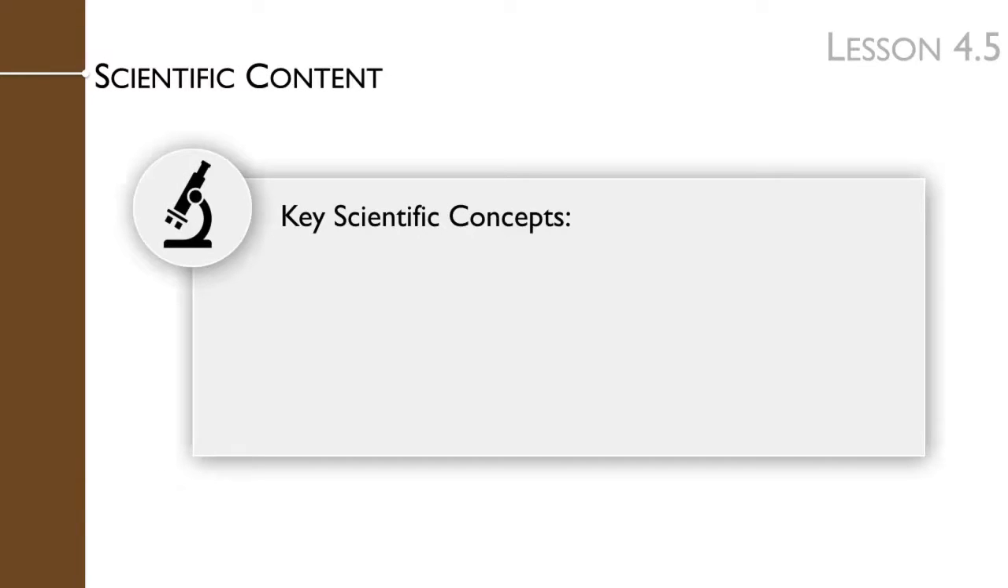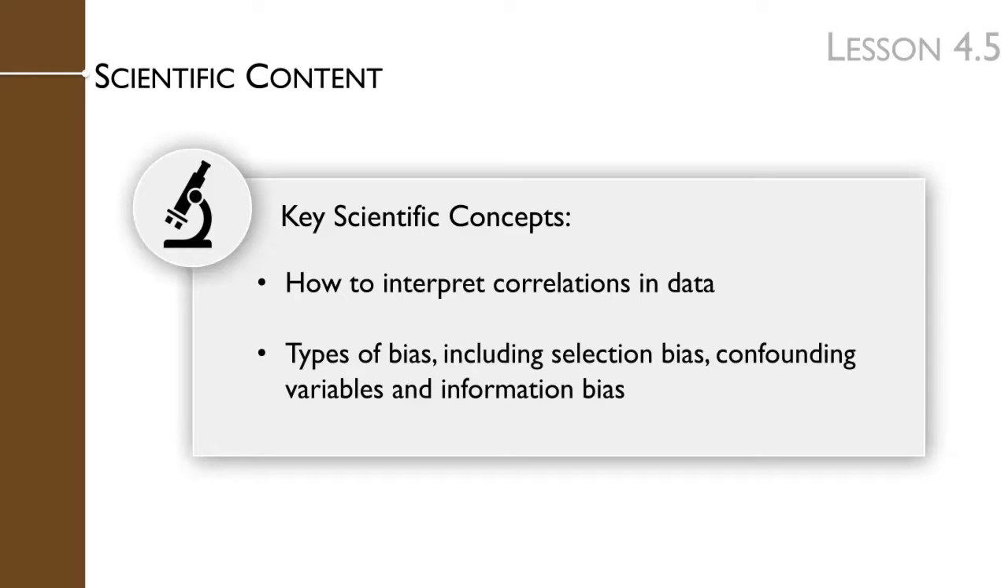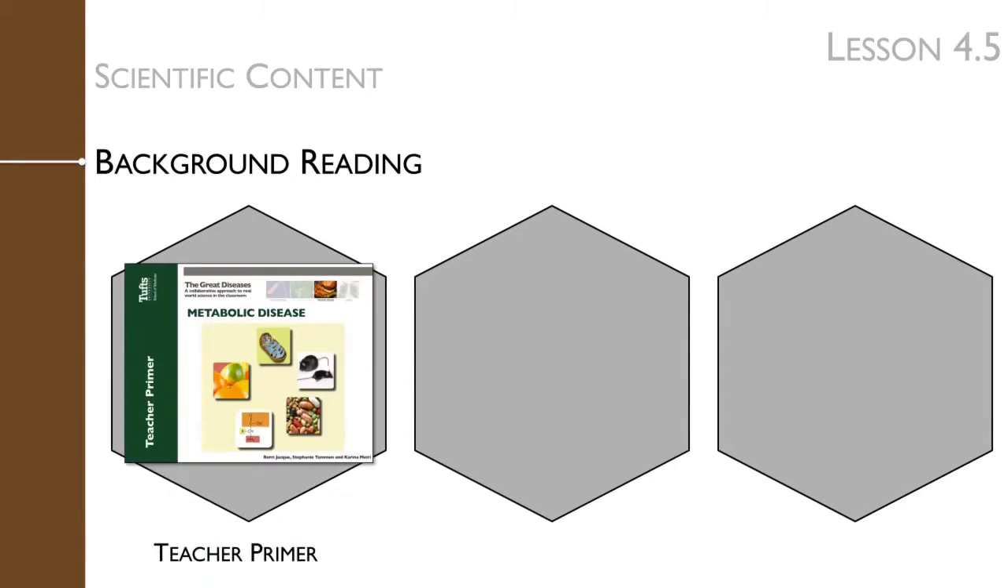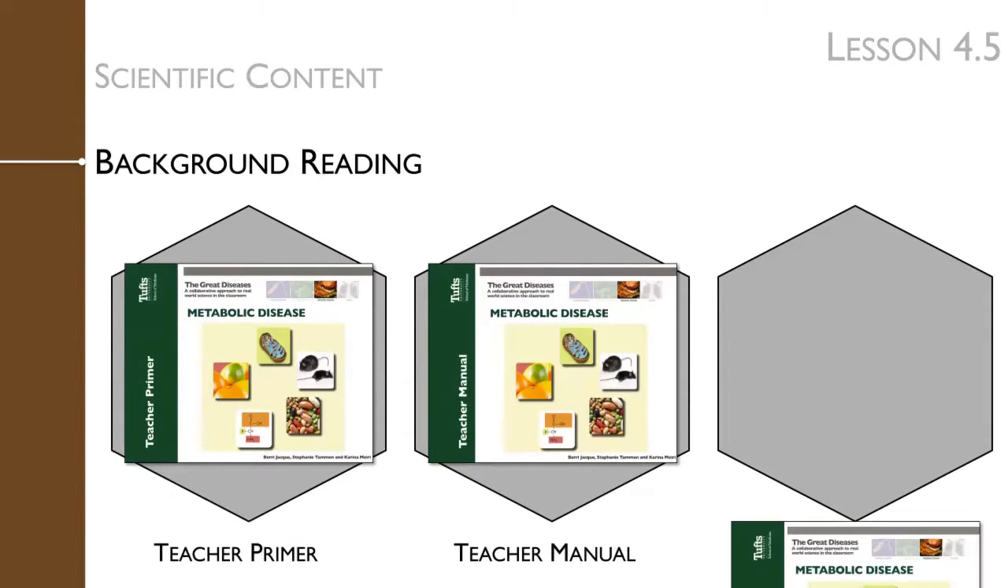To prepare for this lesson, you will need to review the key scientific concepts that are presented throughout the lesson. These include how to interpret correlations in data and types of bias, including selection bias, confounding variables, and information bias. You can review the scientific content in the background reading provided for you in the teacher primer, the teacher manual, and the student workbook.